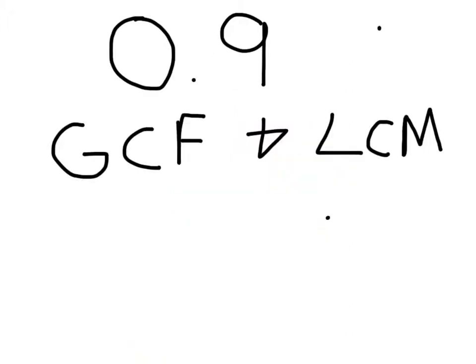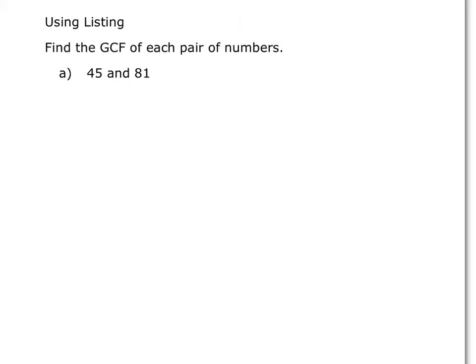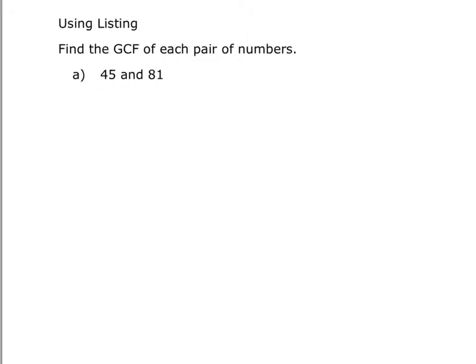Now, in section 0.9, we're going to talk about the greatest common factor and the least common multiple. Okay, the reason we're going to talk about this, the greatest common factor helps us reduce fractions, and the least common multiple helps us find common denominators for fractions. Now, in this first example problem, we're going to find the greatest common factor of the pairs of numbers using listing.